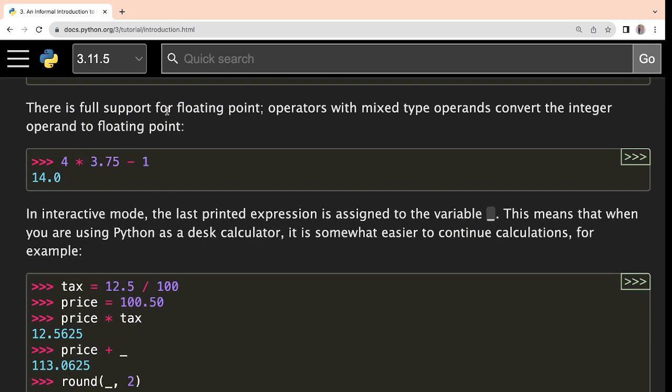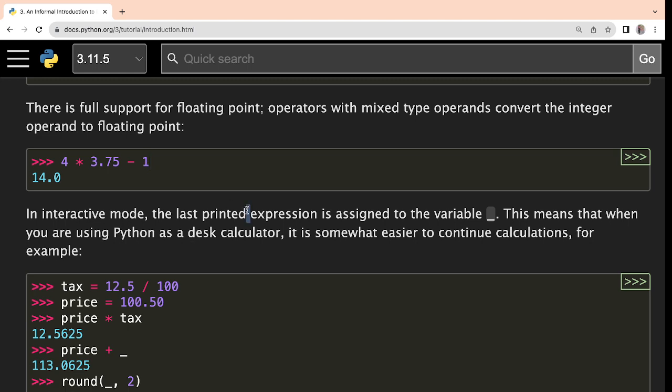Now there is full support for floating point. Operators with mixed type operands convert the integer operand to floating point. So always remember, there is support for floating point numbers. What is the meaning of that? You see here 4 is given, here 3.75, and then 1. The numbers which are not floating point, like here 4 and this 1, will be converted to floating point. How? They will become 4.0 and 1.0, and then the operation will be performed.